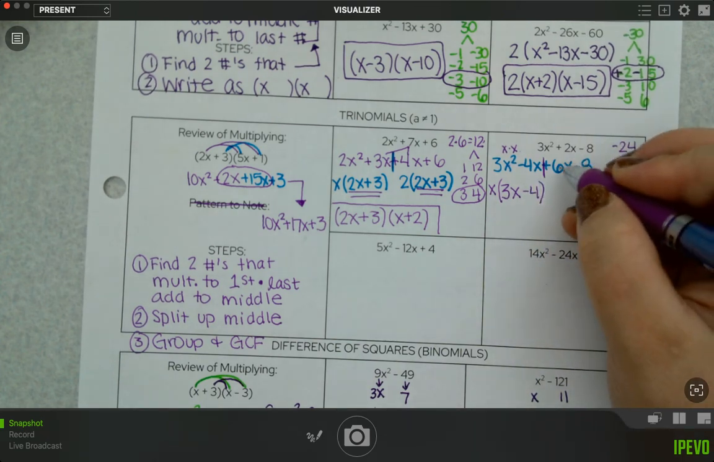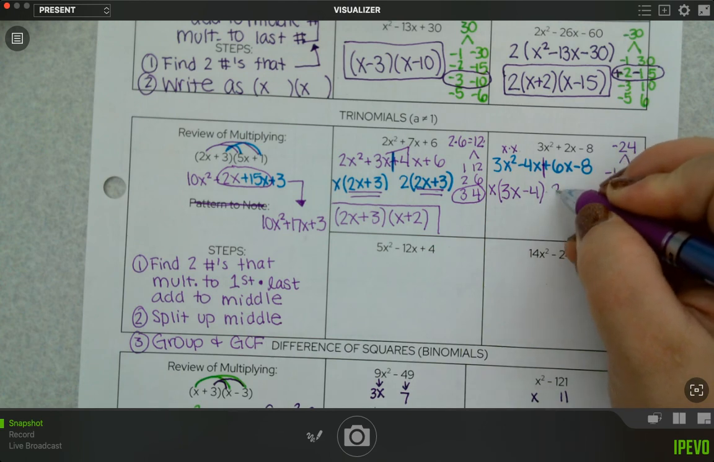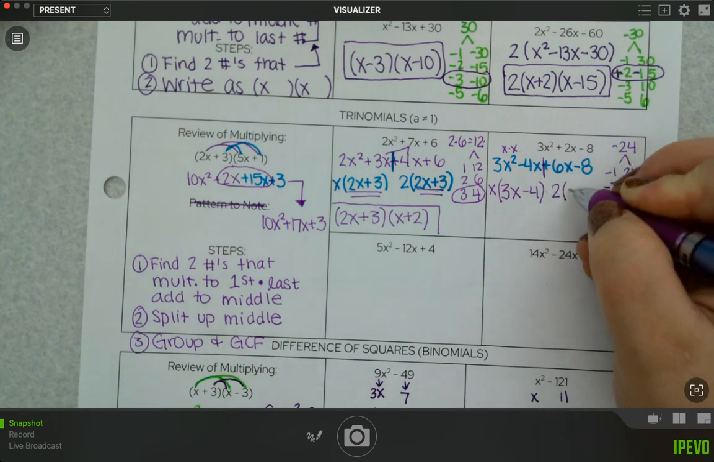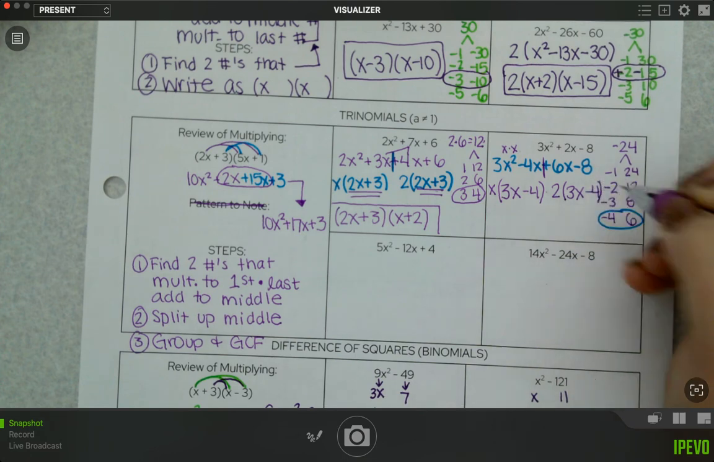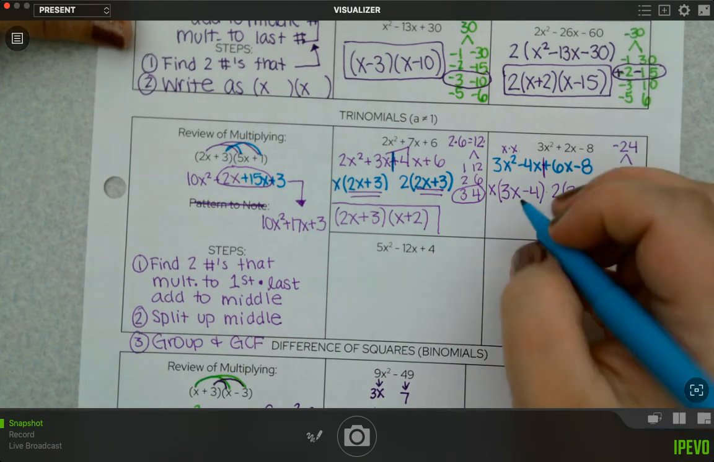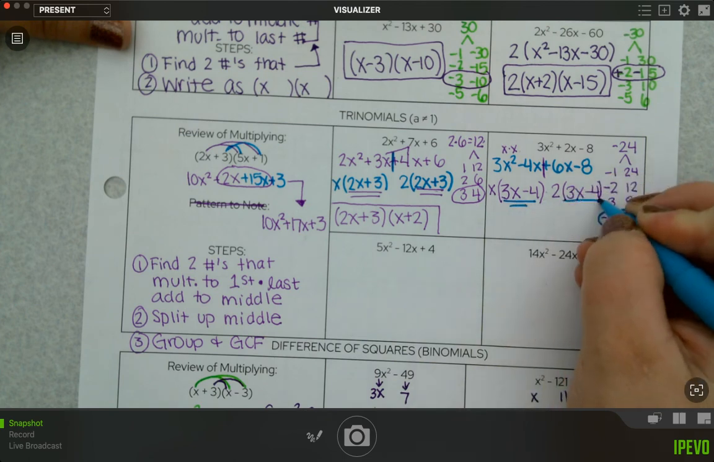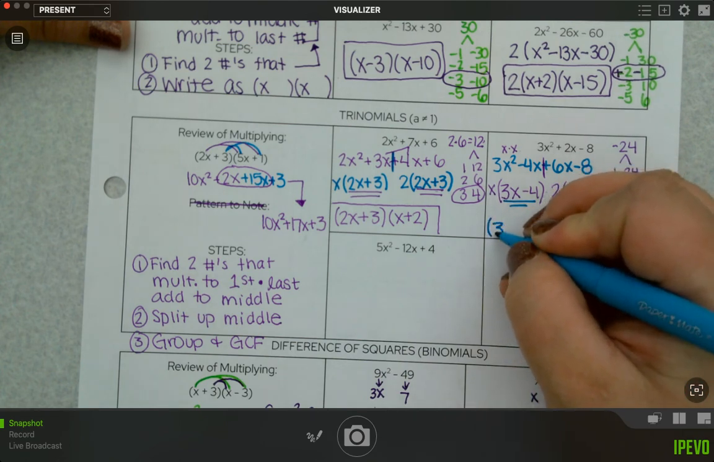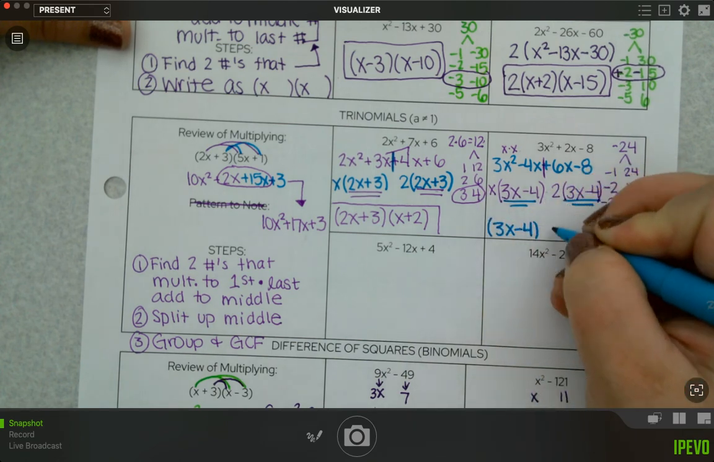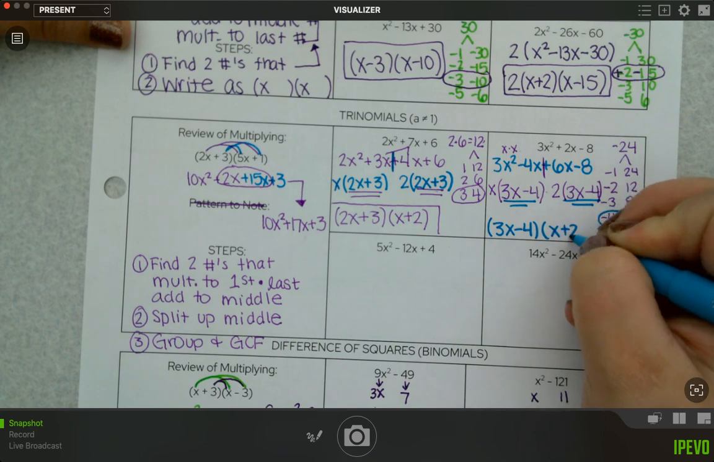And then over here, I can divide these both by 2. 6 divided by 2 is 3. Negative 8 divided by 2 is negative 4. And now I have my 3x minus 4 in both parentheses. That parentheses should always match. If it doesn't, you've done something wrong.